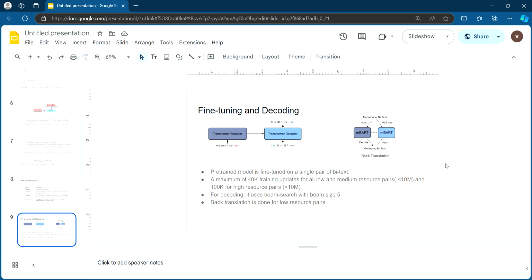Back translation is also done for low resource pairs. So let's say we have very low resource pairs such as Gujarati and English. We do not have too many language pairs for them. So what we do is we take the larger language such as English. We use that model to create synthetic data for Gujarati, and we use that synthetic data to fine tune the Gujarati to English channel.